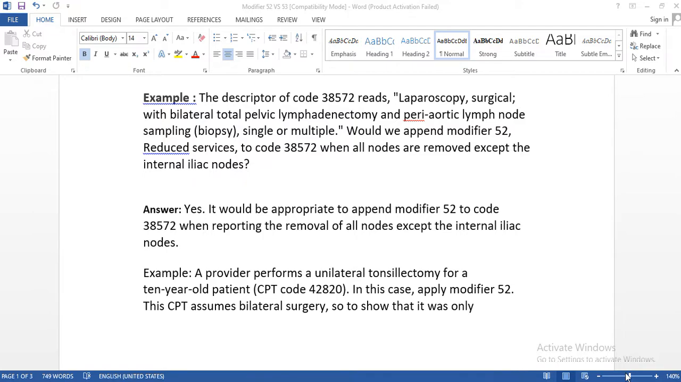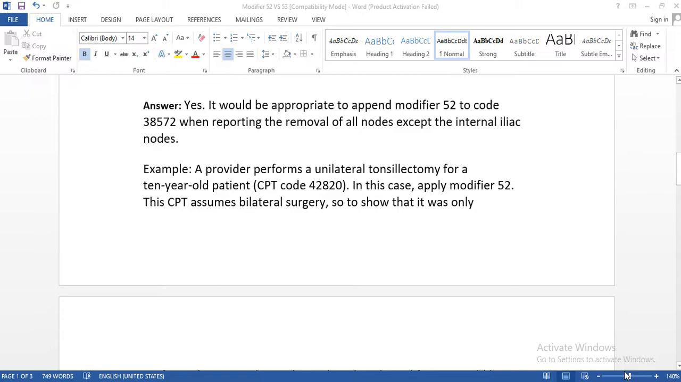The descriptor of code 38572 reads: laparoscopy, surgical, with bilateral total pelvic lymphadenectomy and peri-aortic lymph node sampling, single or multiple, which is the code description of 38572. Here the question is, would we append modifier 52, reduced services, to code 38572 when all nodes are removed except the internal iliac nodes? Based on the CPT Assistant, the answer is yes.